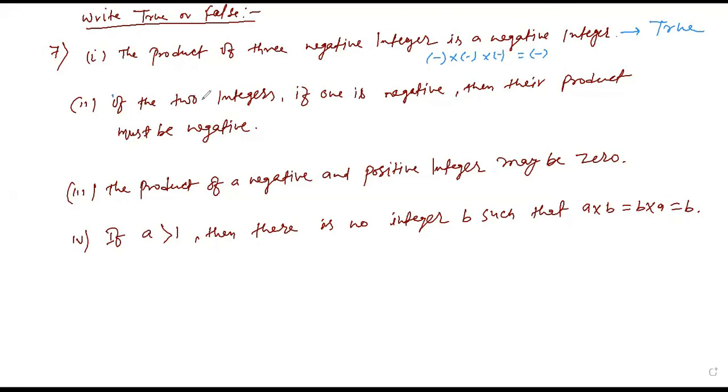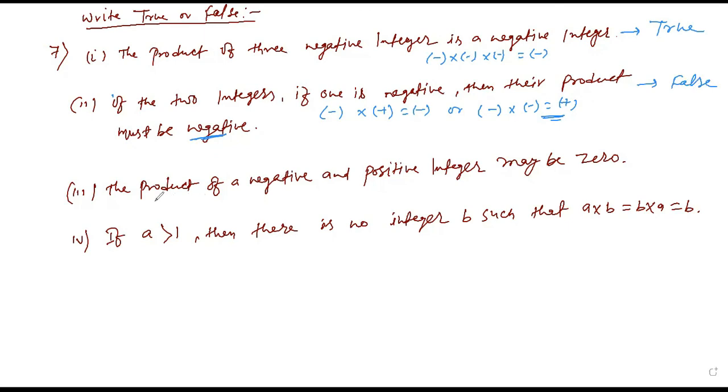If one of two integers is negative, then their product must be negative. False. How false? Because the other integer can be positive also, and positive multiplied by negative is negative. Or if I write negative into negative, this will give you positive. So the product must be negative, this statement is false here.